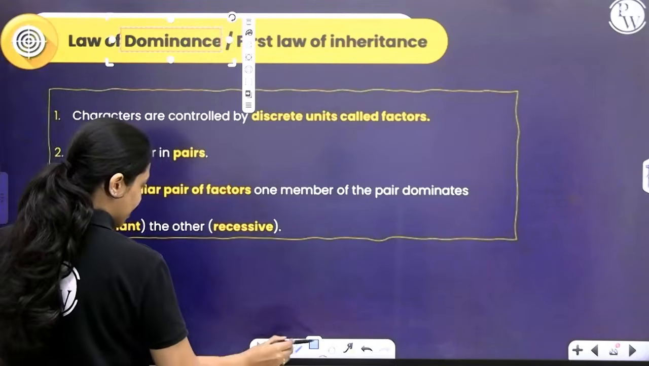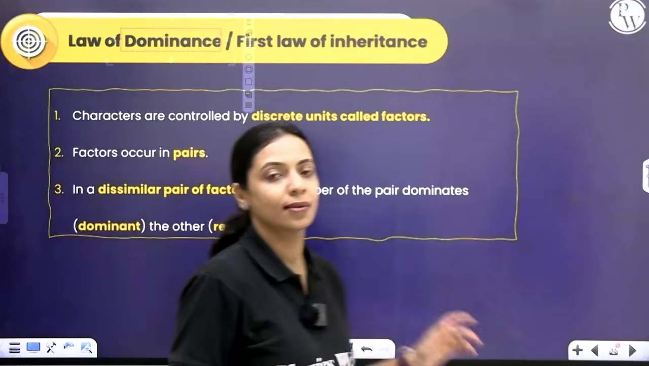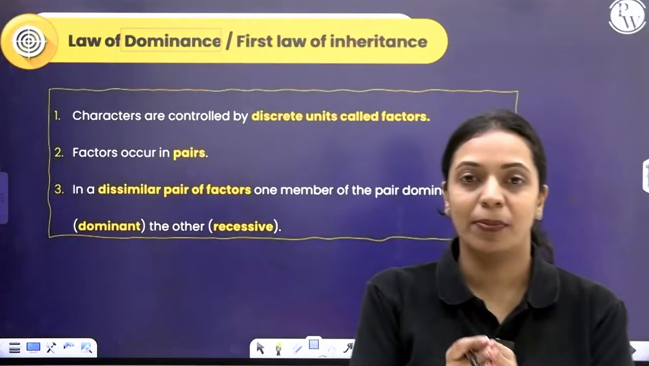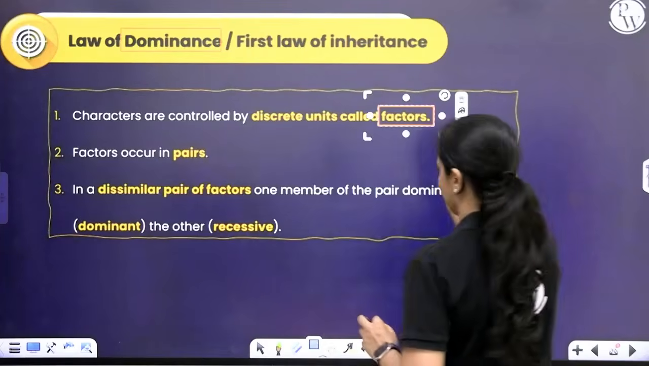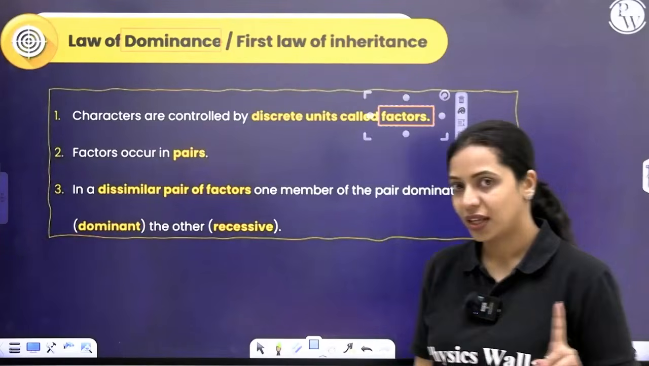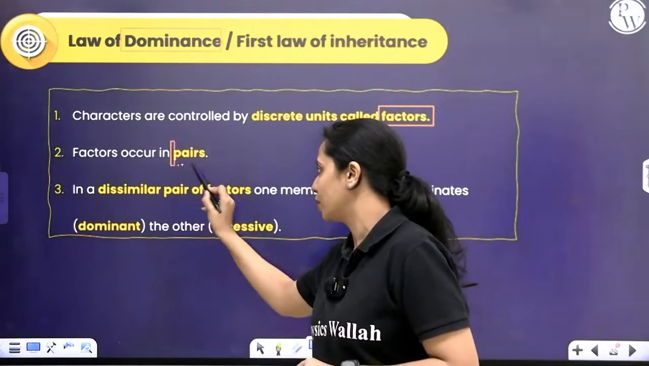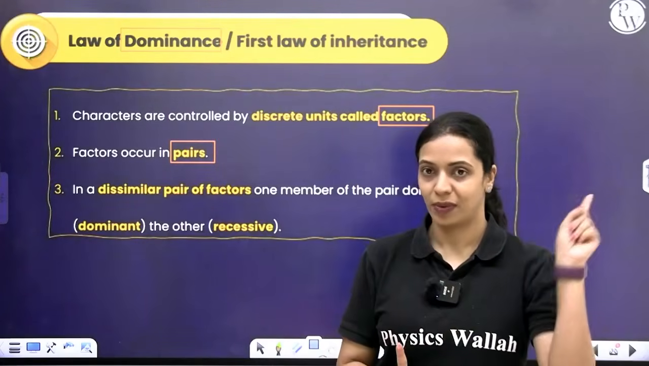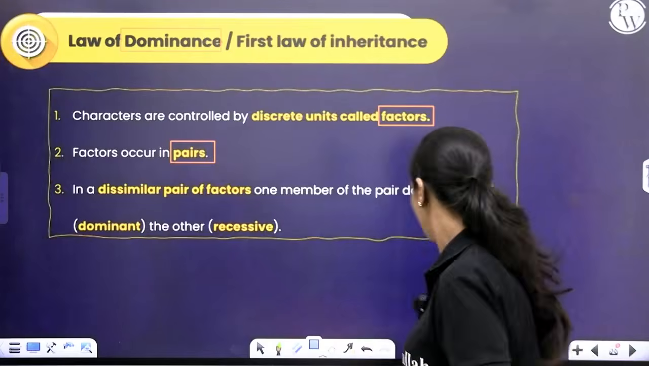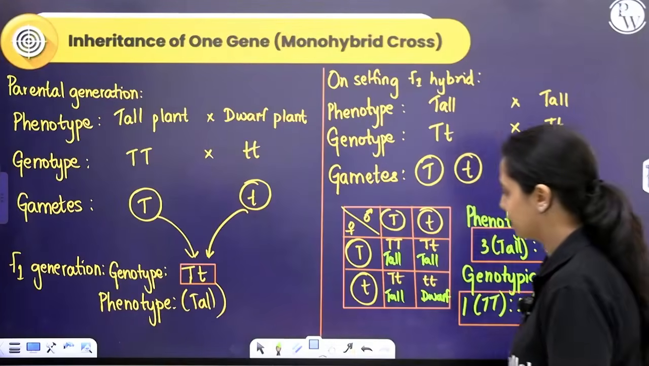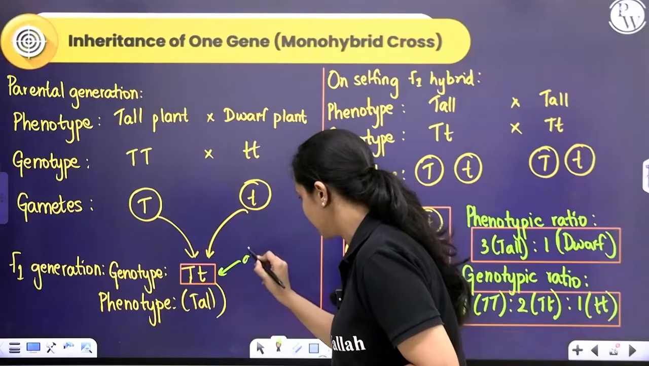What this states is something that we've already discussed. Characters are controlled by discrete, unchanged, stable units that he called factors. In diploid organisms, these factors are always going to occur in pairs. One we get from the mother, one we get from the father. Whenever there is a dissimilar pair of factors, like there was here, this is dissimilar.